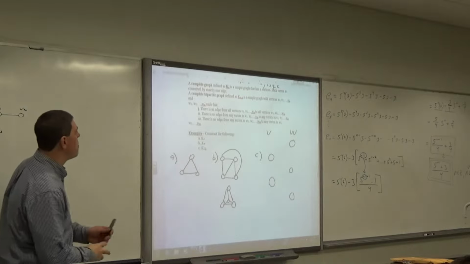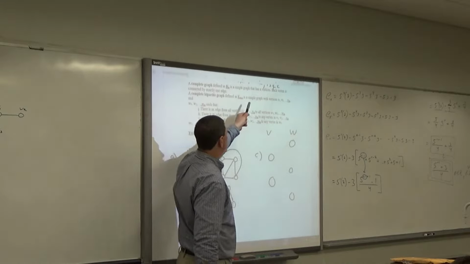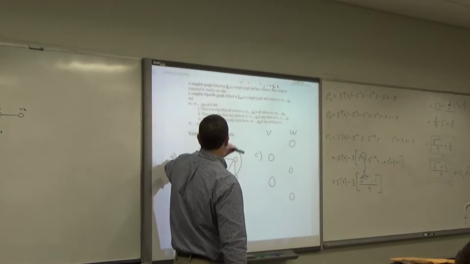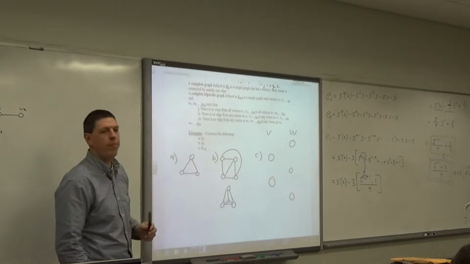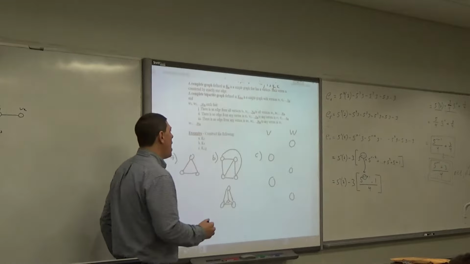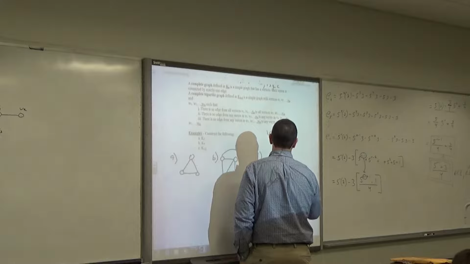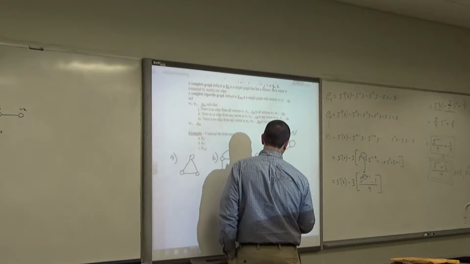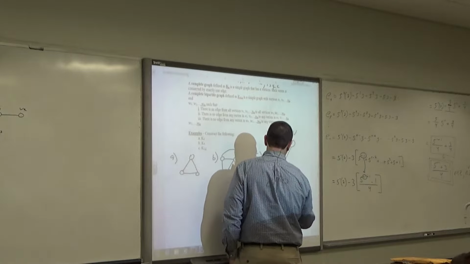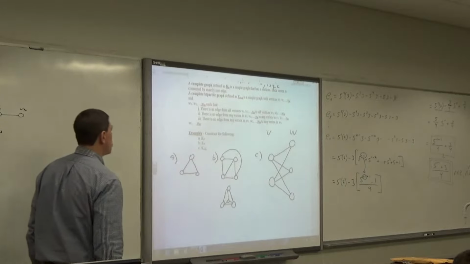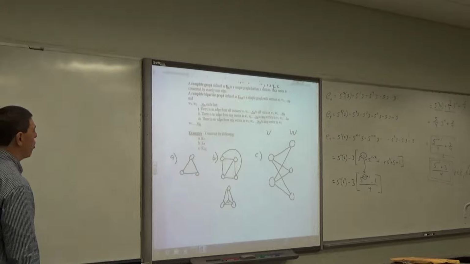Okay, so that's what I mean when I say there's a simple graph with vertices V1 through Vm. Okay? And all I'm going to do is say that any traversal in V to get to W can be done once. Okay? So that's what K23 would look like.